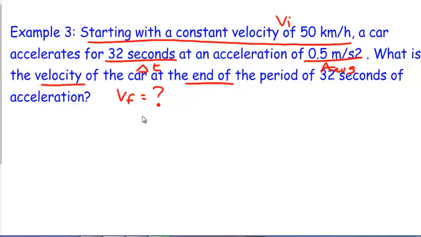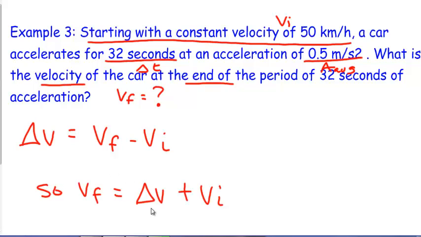Oh, so now I don't have VF. So I have to find VF. What do I know about VF? By the way, that last 32 seconds is just a repeat. It was already given to me as delta T. So what do I know about VF? I know that delta V is equal to VF minus VI. Therefore, I know VF must be equal to delta V plus VI, because I can just rearrange that equation by adding VI to both sides. But I don't have delta V. I can find delta V, and then I can come back to this.